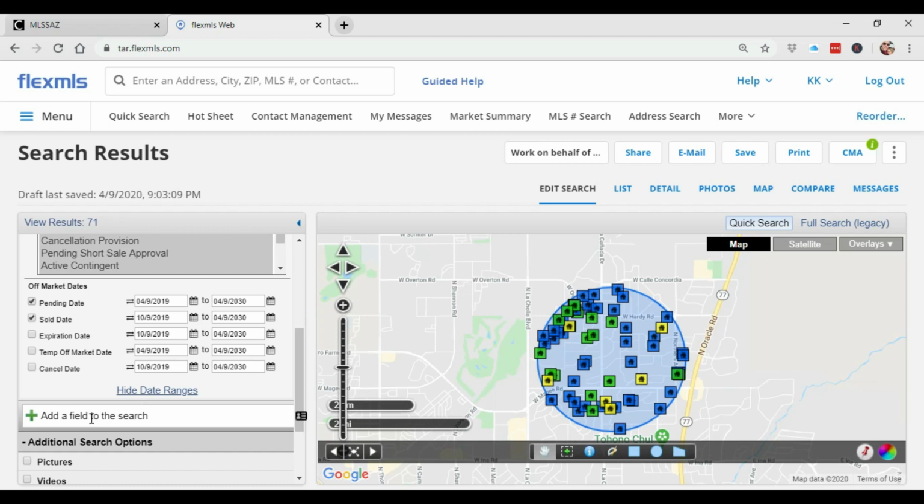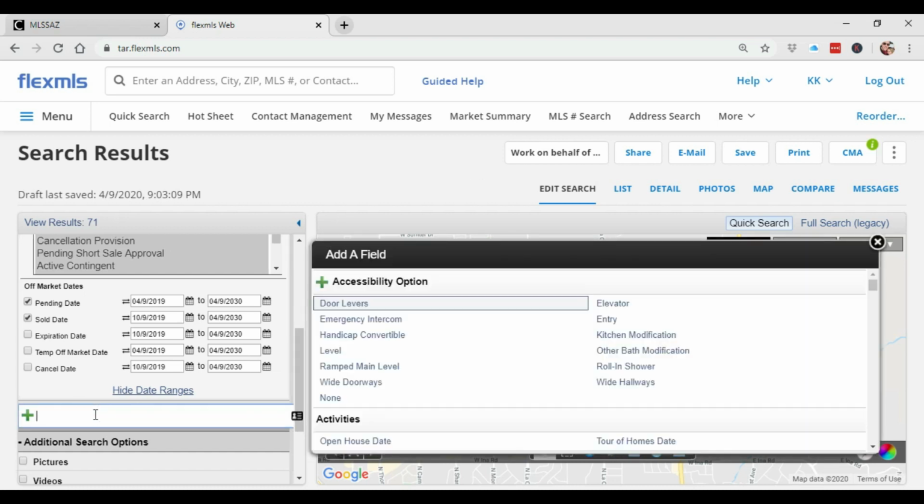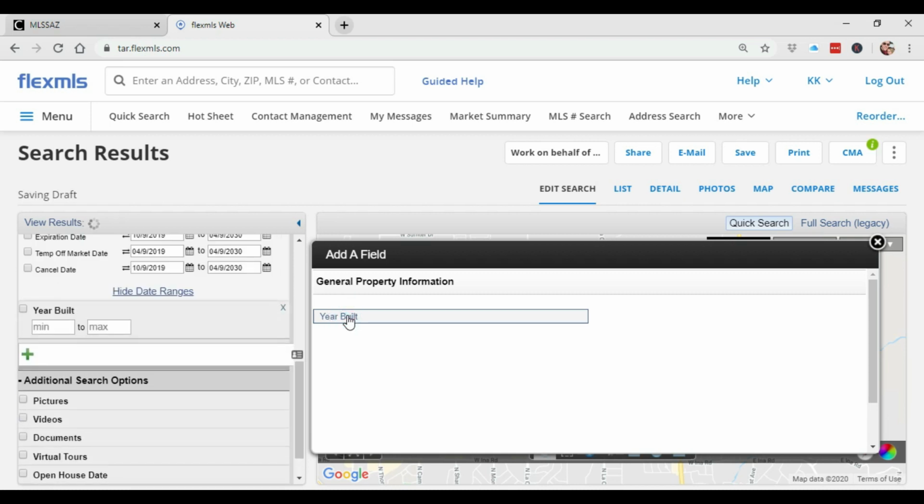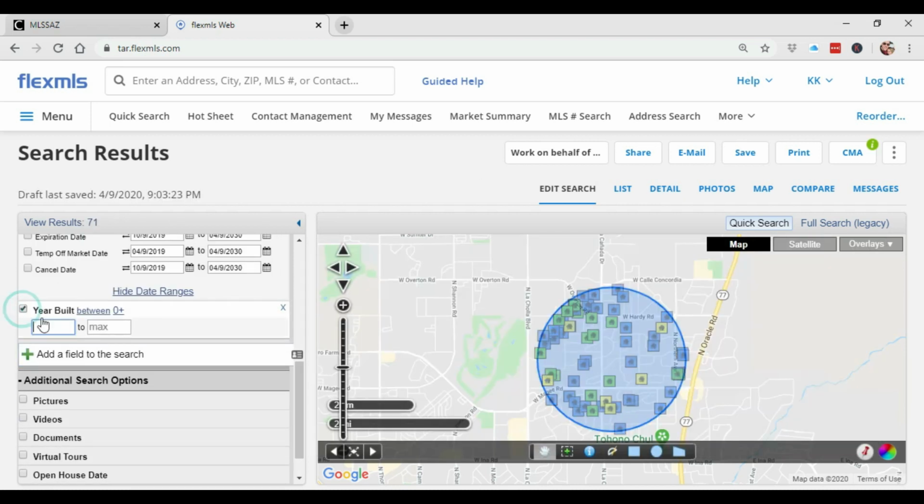Now, let's add a couple other fields. How about year built? We don't want to talk about homes built in 2000 with this particular property. This property was built in '77, so we're going to talk about homes from, say, 1967 to approximately 1987. You're only going to go about 10 years on either side to get a good idea of what you're talking about.